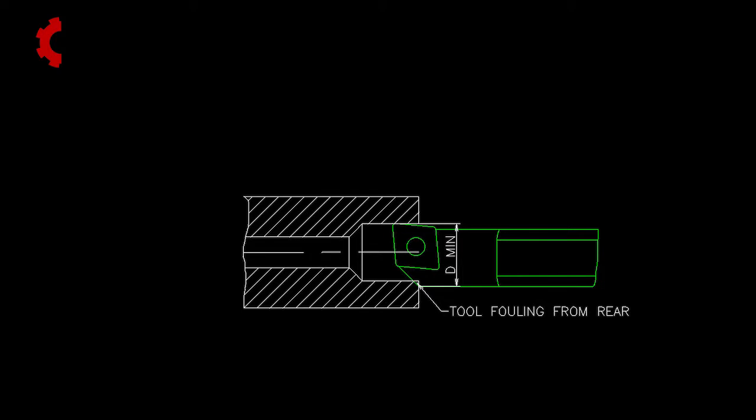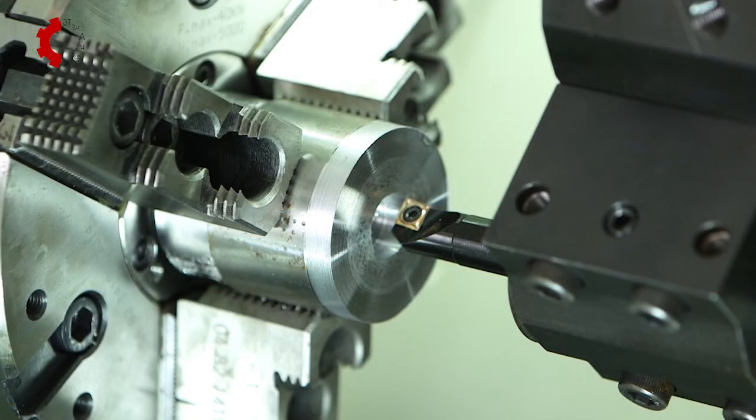While taking offsets, please ensure that present bore size is greater than d mean of the current tool. Otherwise, the boring bar while entering the bore will touch from rear side also and the insert corner shall break.